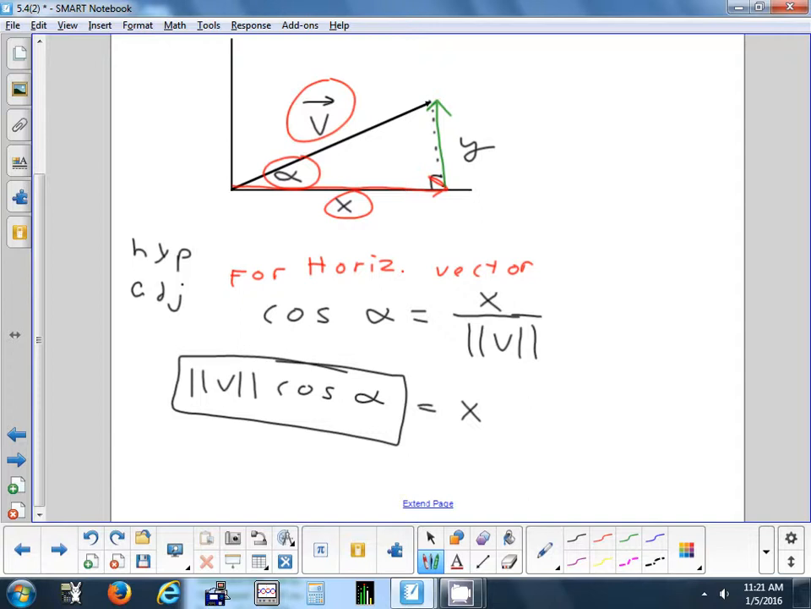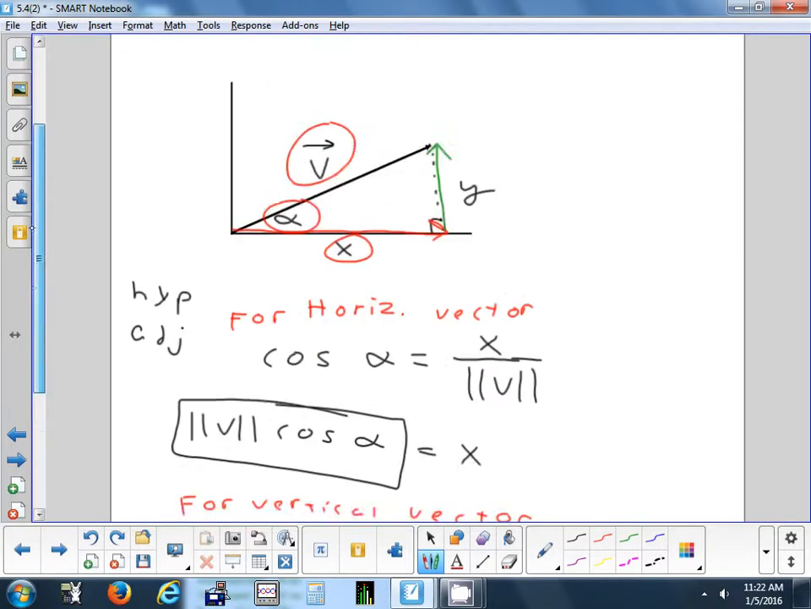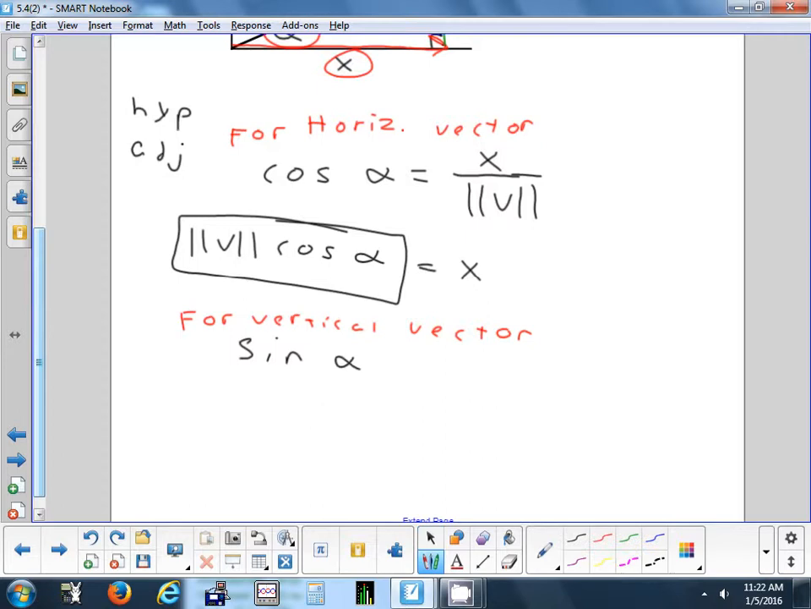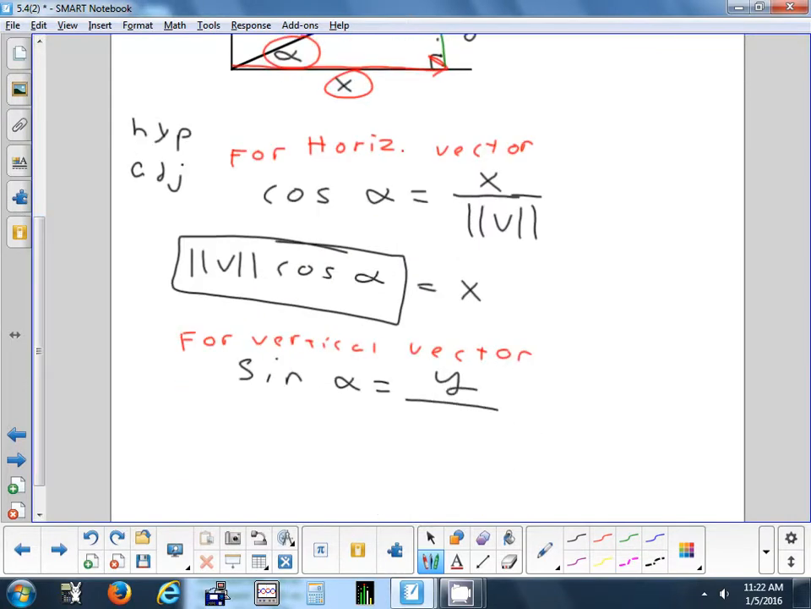Which trig function would I use for up? Sine. Yeah, this is opposite. I'm still using hypotenuse, but now I'm using opposite and hypotenuse. That's sine. So this is for the vertical vector, the one in green. Sine is opposite over hypotenuse, y over the length of v. Do the same thing: multiply each side by the magnitude of v, and that gives you a formula for y.